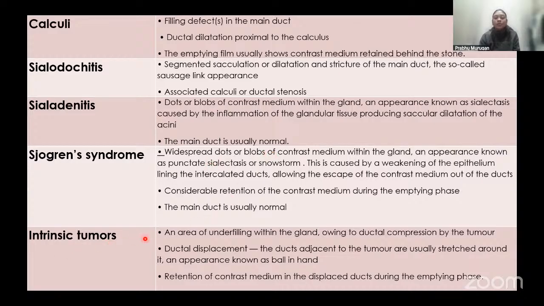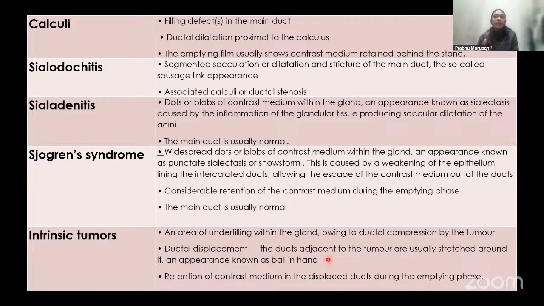And intrinsic tumors, for example adenoma and all that, give you a ball and hand appearance. This one, I think it was asked in the previous exam or something. Okay, so it is a most commonly asked question. So in case of intrinsic tumors in sialography, it gives you a ball and hand appearance.